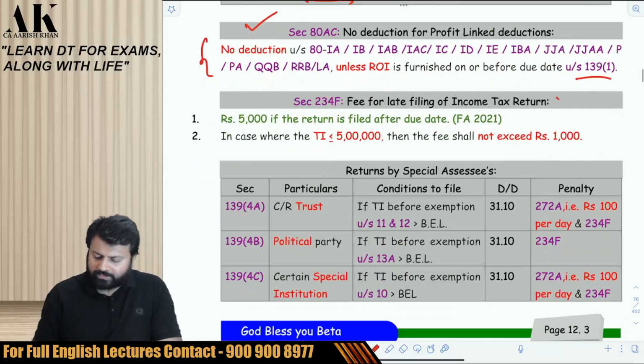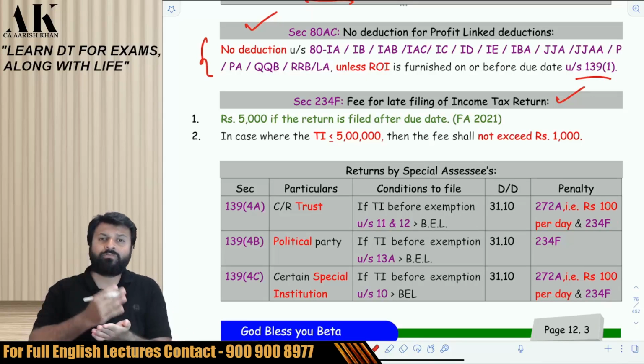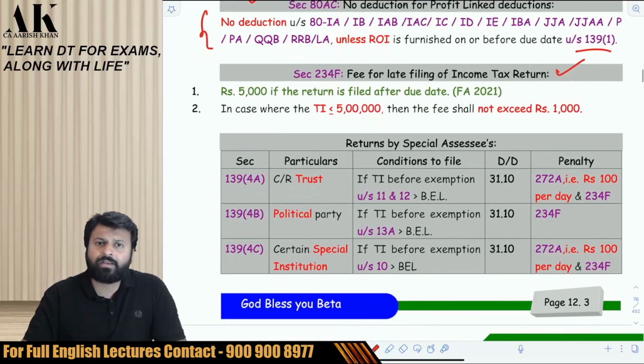Okay. Next, what is the late filing fee? If you file the return after the due date, then it is 5,000 rupees. But if you are a very small assessee, and if your total income is up to 5 lakh rupees, then in that case, you will be liable for a fee of only 1,000 rupees. Okay. So generally it is 5,000. But if your total income is up to 5 lakh rupees, and if you do not file the return on time, then you have to pay the fee of rupees 1,000 only.